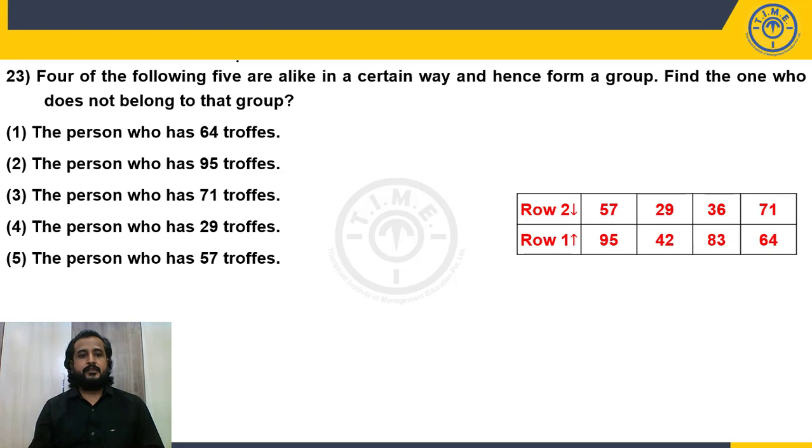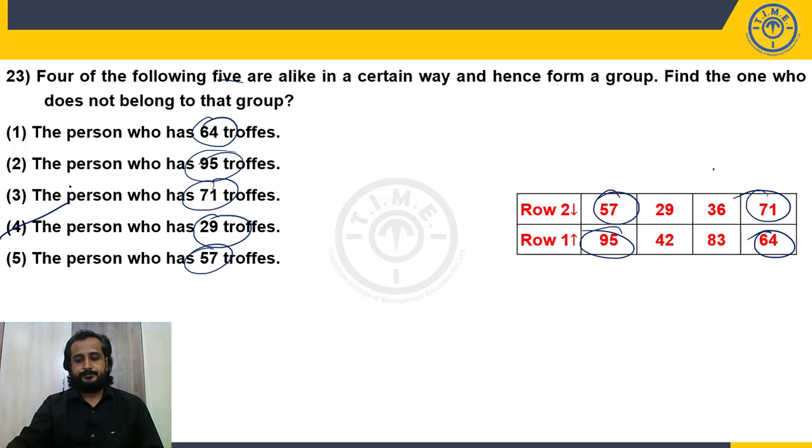4 of the following 5, which is nothing but odd minute. 64. Okay. Extreme. 95 at the extreme. 71 at the extreme. 29, don't know. 57 at the extreme. Except 29, all the remaining persons who have trophies are sitting at the extremes. So choice 4.